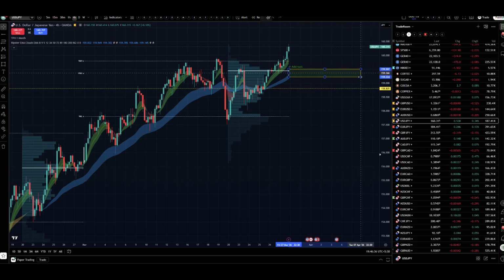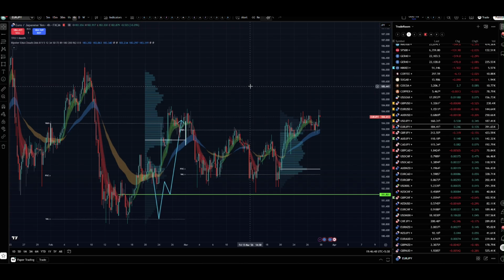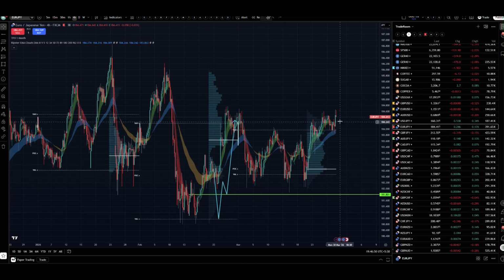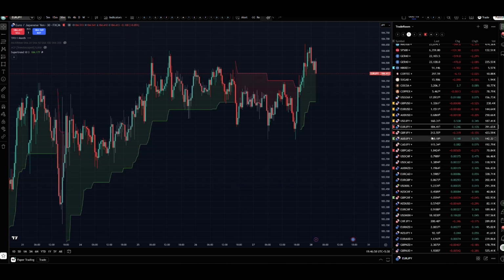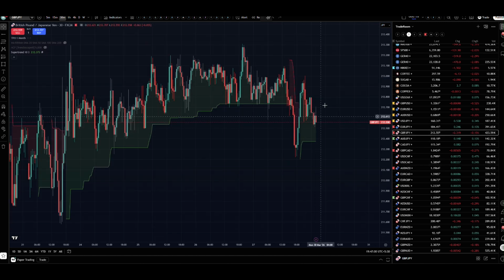So 159.5 would be something that we may want to look at towards 160 as well. But yeah, I would not trade this. Obviously, the same thing as that on Euro JPY, breakout failing and the structure not actually changing is something very concerning on GBP as well. So structure is not changing.